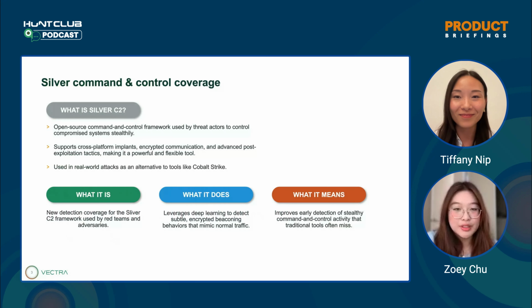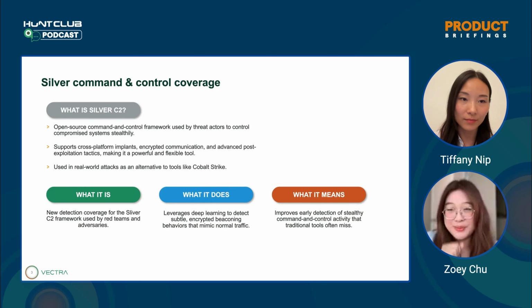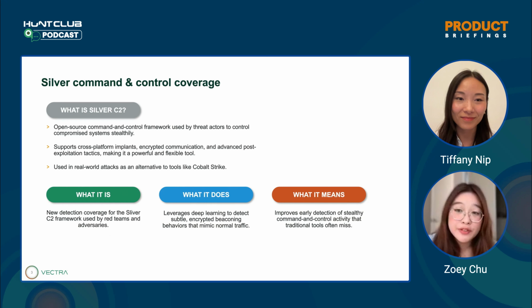Yeah, absolutely. Definitely speaks to our coverage story here. What I want to start with first is what Silver C2 is. It's an open source command and control framework that was previously used for red teaming, but now threat actors are using it to control compromised systems stealthily. It supports cross-platform implants, encrypted comms, and advanced post-exploitation tactics. So it's a powerful and flexible tool for red teaming.